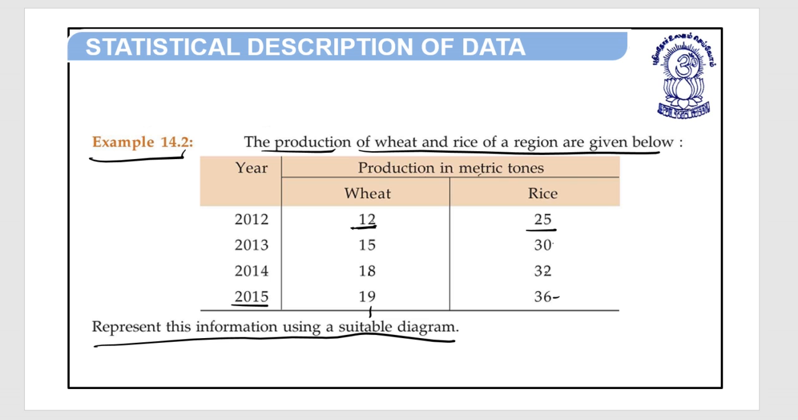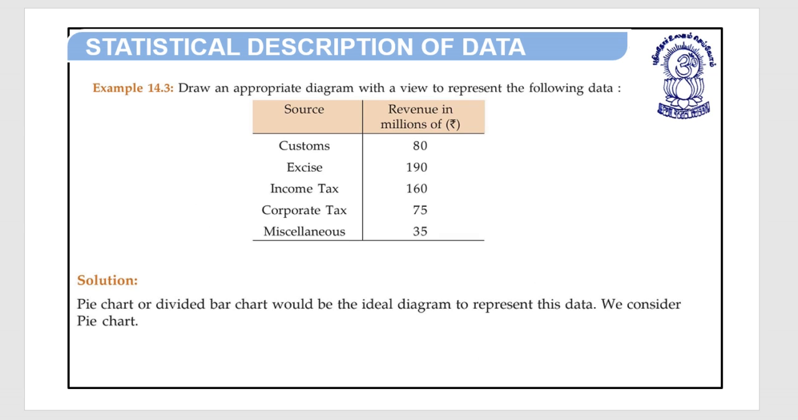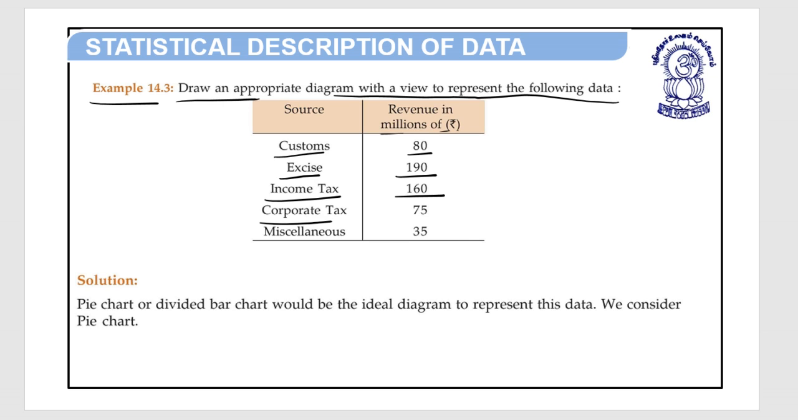Okay. All information is represented by the bar chart. Now, example 14.3. Draw an appropriate diagram with a view to represent the following data. Source, revenue in millions of rupees: customs 80, excise 190, income tax 160, corporate tax 75, miscellaneous 35.